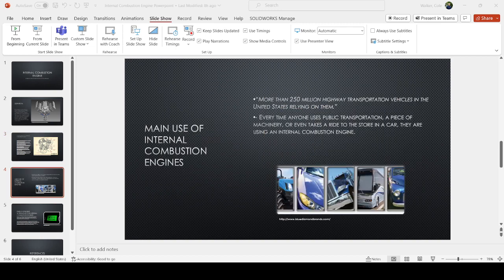The main use of internal combustion engines in the United States, more than 250 million highway transportation vehicles use them daily. Every time you get in a bus or a plane or a car or something of that nature, more than likely it's got an internal combustion engine in it. They're responsible for 99% of our transportation and delivery of goods and services in the U.S.